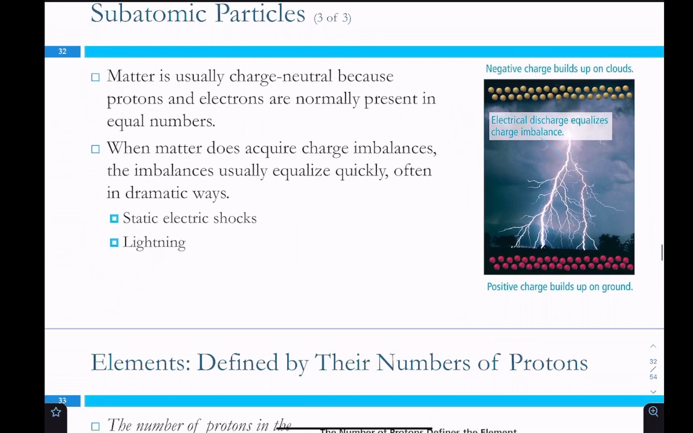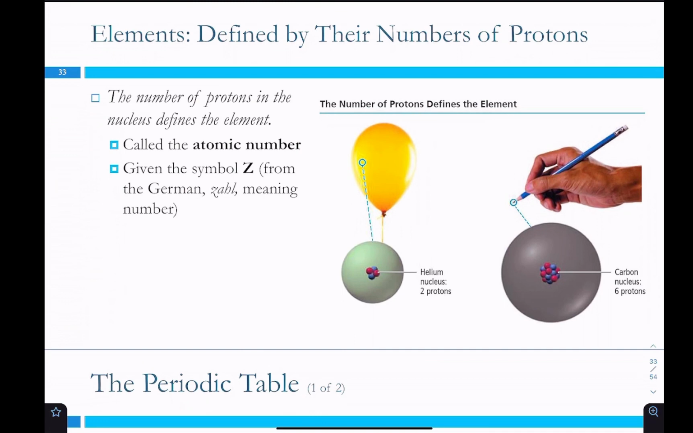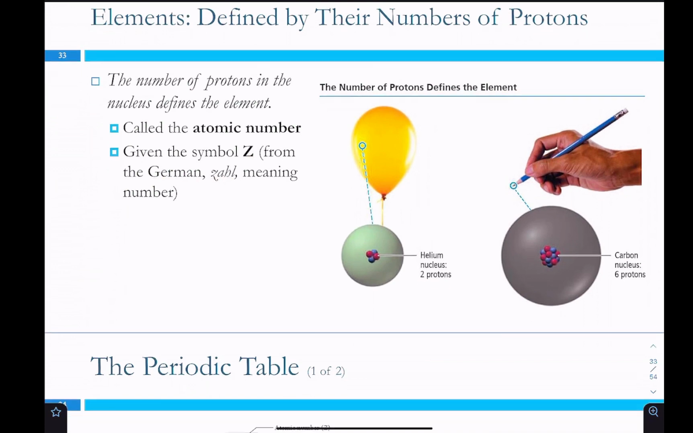All right, now we're getting into the periodic table. The number of protons in the nucleus defines the element. So here we have most of the elements. There are a few in here, man-made elements that have been named now, but all the elements are defined by their number of protons. And that's called the atomic number, which is given the symbol Z, from the German word Zahl, meaning number. Very creative. So helium has 2 protons. Carbon has 6 protons.